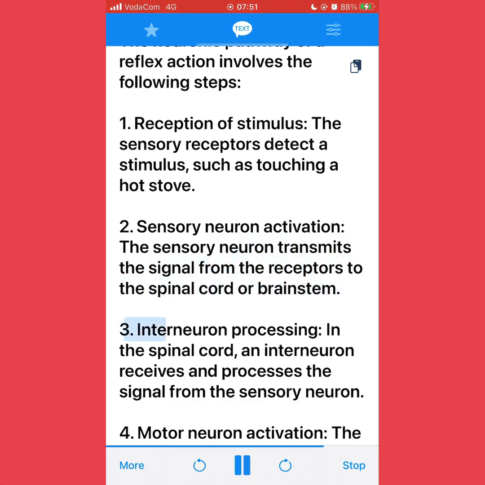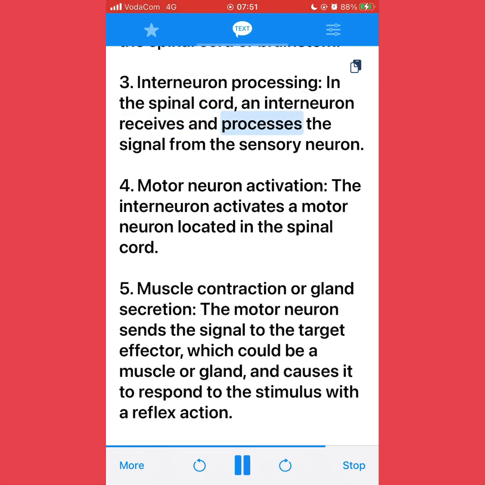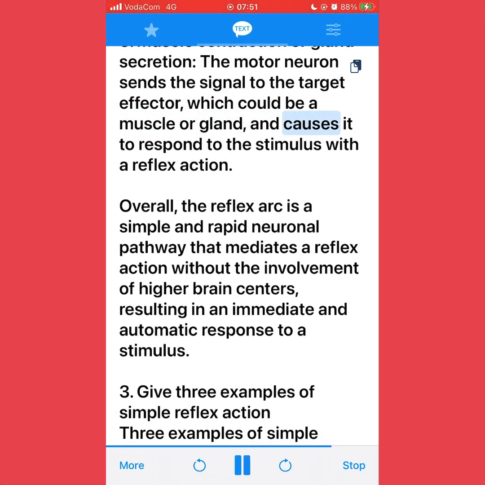3. Interneuron processing. In the spinal cord, an interneuron receives and processes the signal from the sensory neuron. 4. Motor neuron activation. The interneuron activates a motor neuron located in the spinal cord. 5. Muscle contraction or gland secretion. The motor neuron sends the signal to the target effector, which could be a muscle or gland, and causes it to respond to the stimulus with a reflex action.